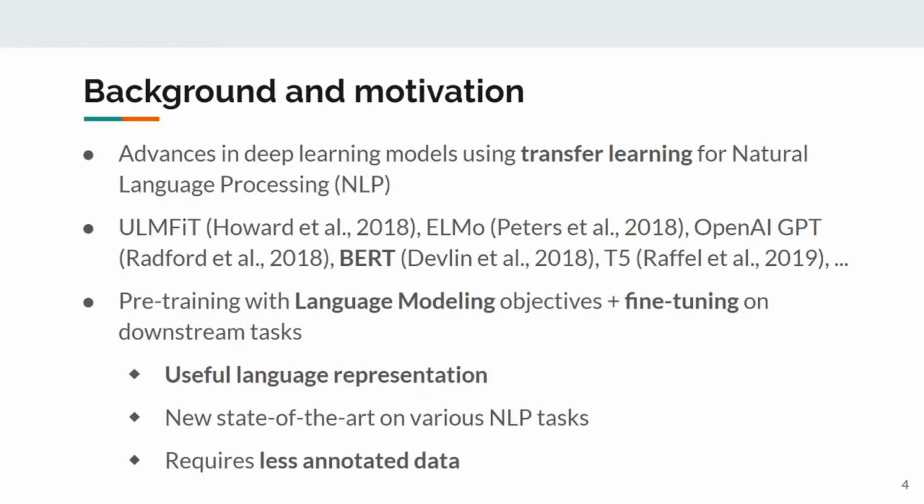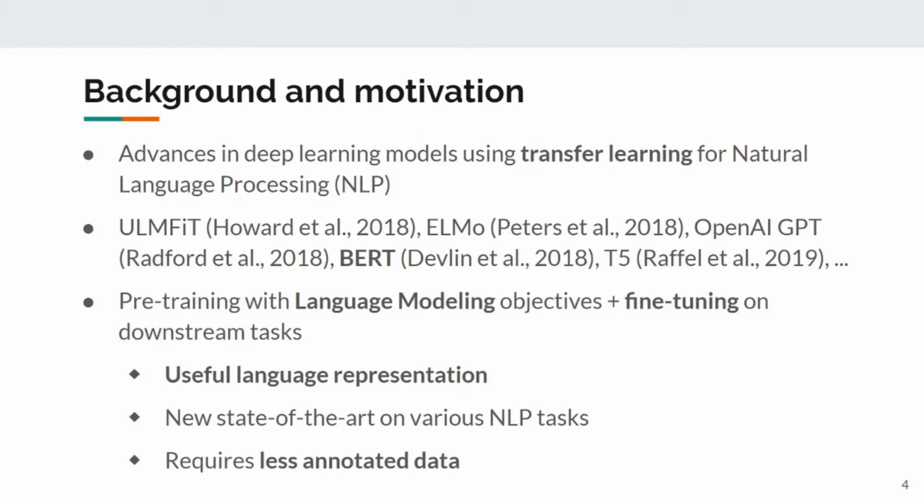Recent works on deep learning have made great progress on many natural language processing tasks by using transfer learning, in which a model is first trained using language modeling objectives and then fine-tuned to downstream tasks, such as question answering and language modeling inference. Examples of such models are ULM-FIT, ELMO, OpenAI GPT, BERT, T5, and the list goes on.